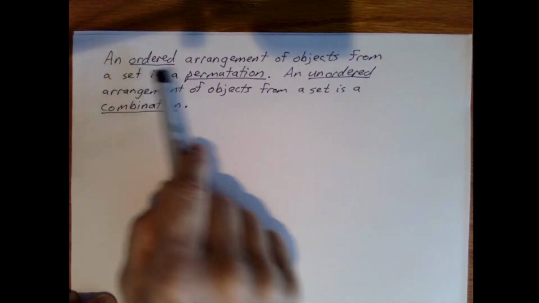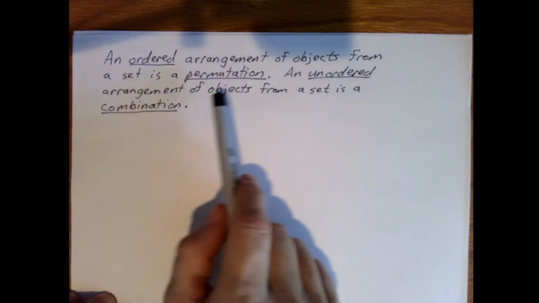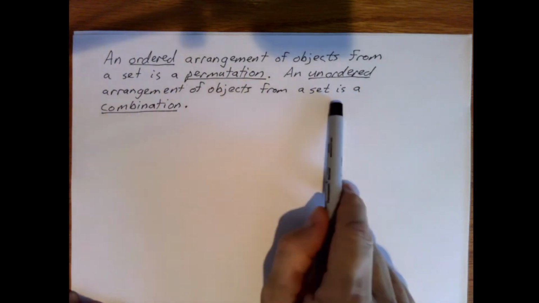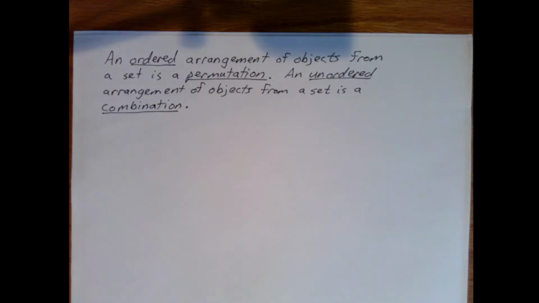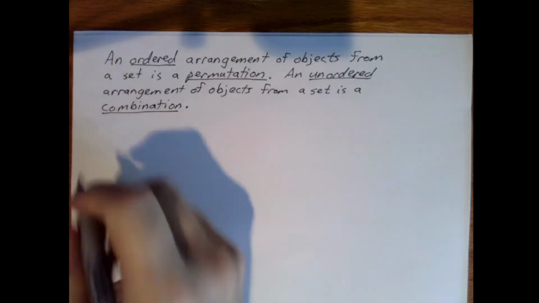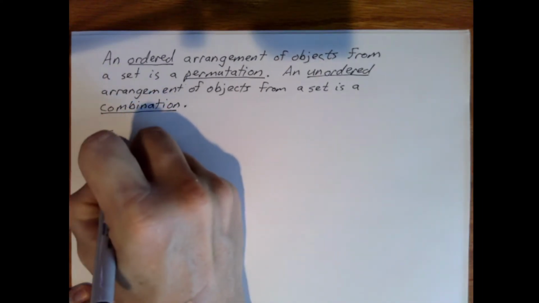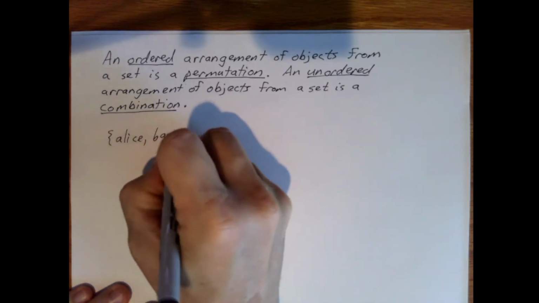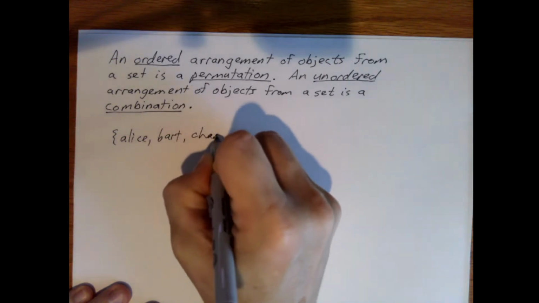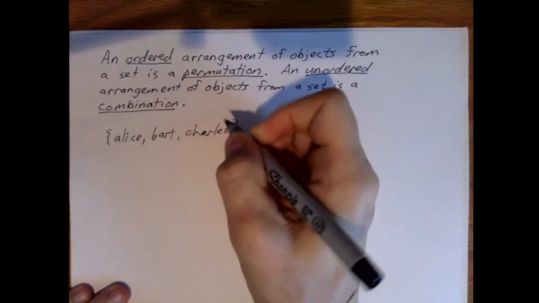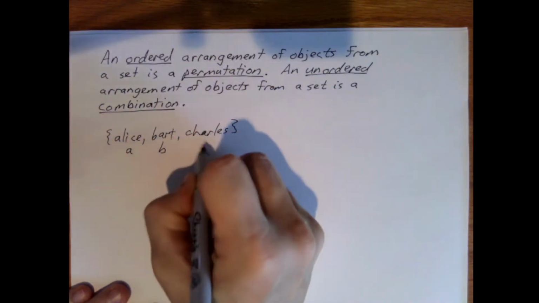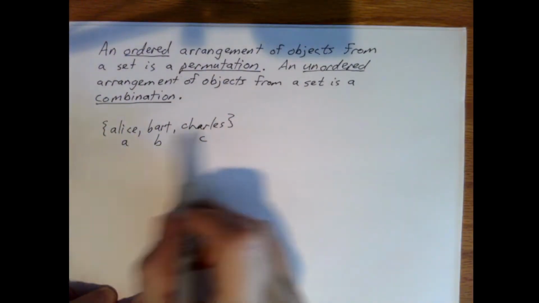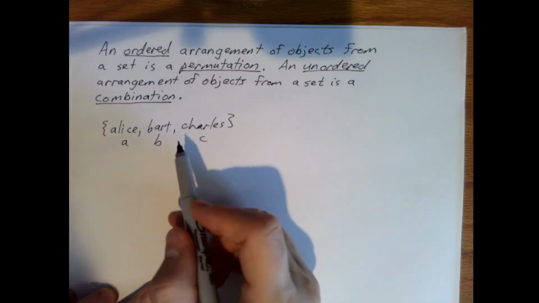So an ordered arrangement of objects from a set is a permutation. An unordered arrangement of objects from a set is a combination. So what does that really mean? Well, let's say I have three friends in this set. We have Alice, Bart, and Charles. And we'll just represent these as A, B, and C. And let's say I want to pick two of these three friends to help me out with something.